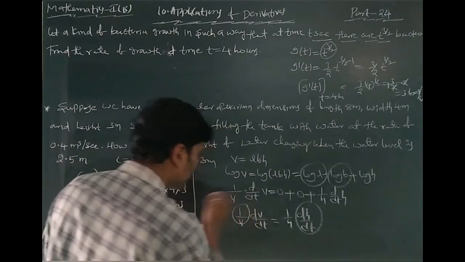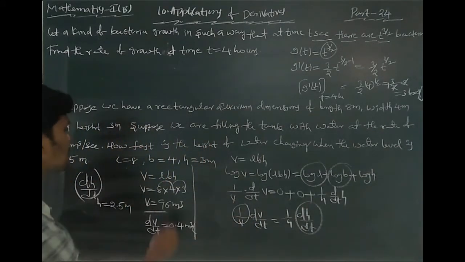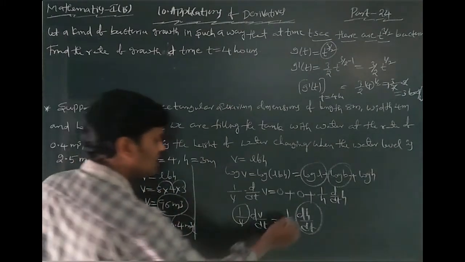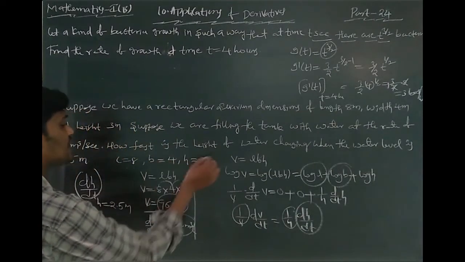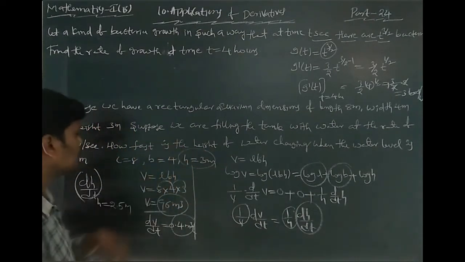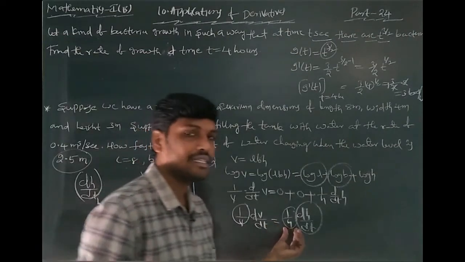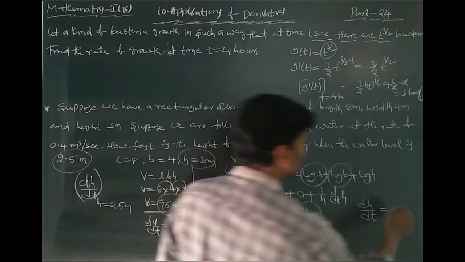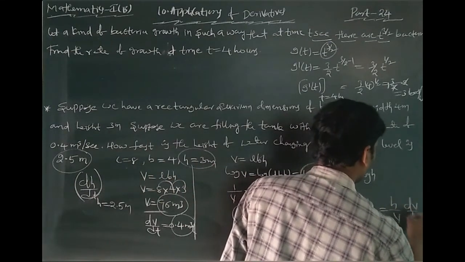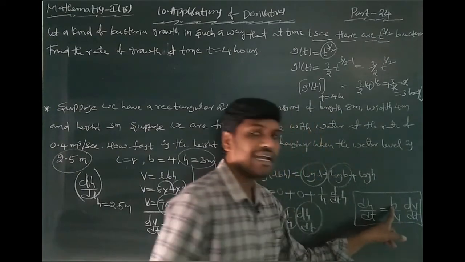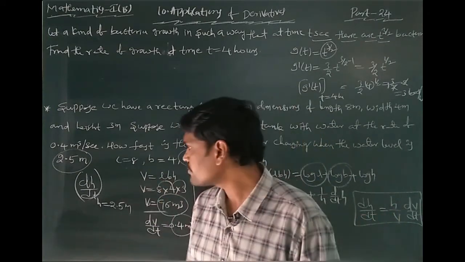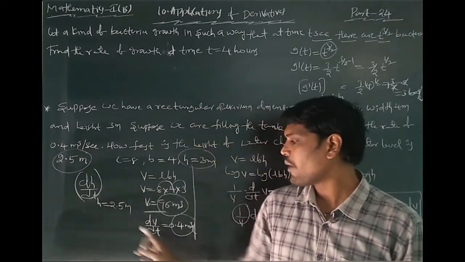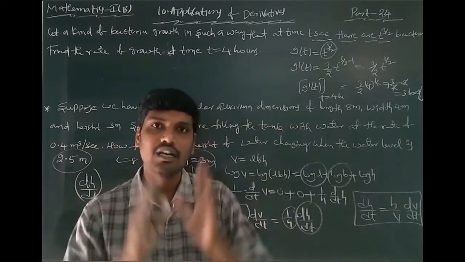You know the V value. V value is 96. dV by dt value is 0.4. H value is 2.5 meters, substituted in this equation. You get dH by dt equal to H by V into dV by dt. In this formula, you write H value 2.5, V value 96, and dV by dt value 0.4. Substitute, you get the answer. Understood or not?